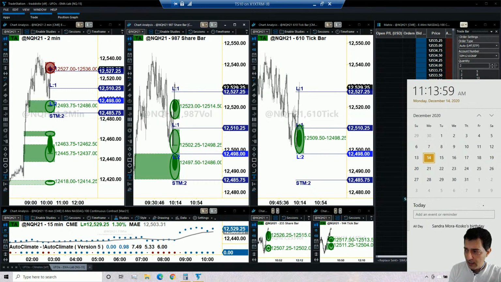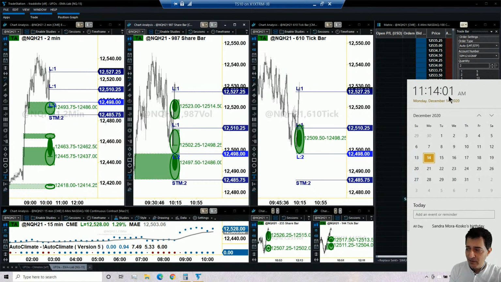Also, in 1 minute, at 11:15 New York time, we will have an update on the climate. We need to evaluate if it's still going to be an up climate, which probably is going to be the case.